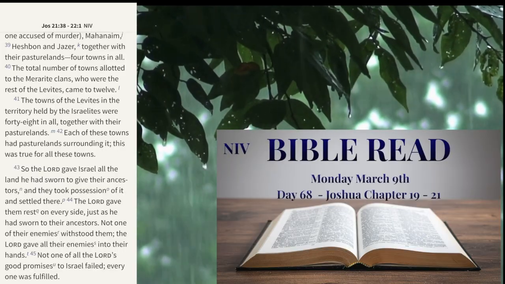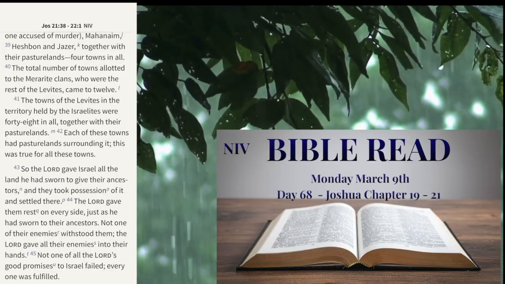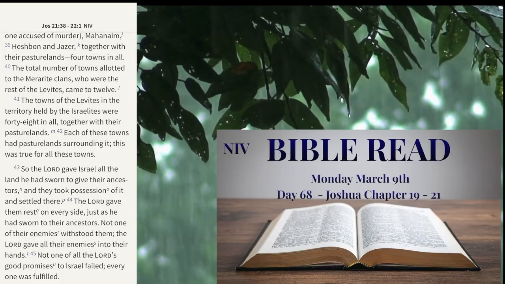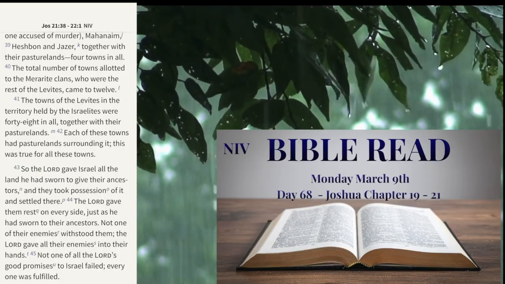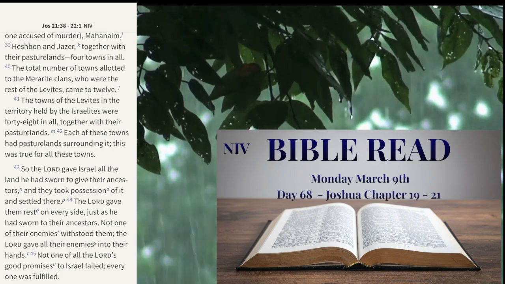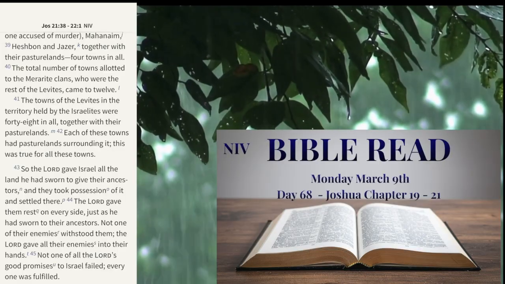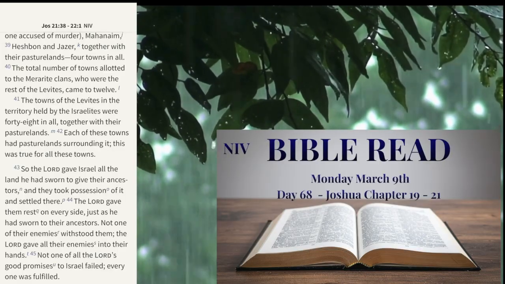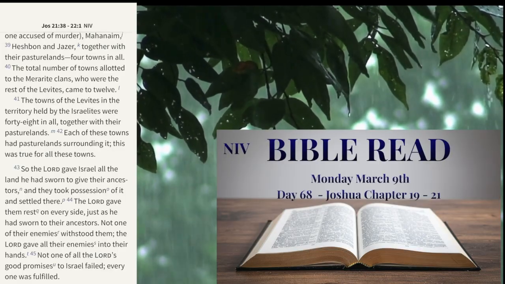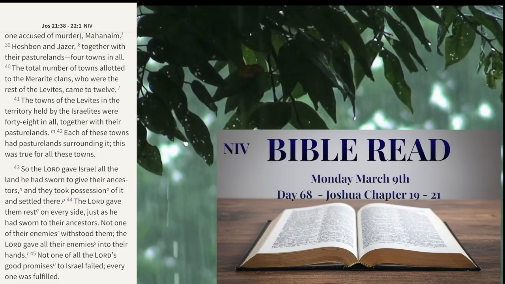So the Lord gave Israel all the land he had sworn to give their ancestors, and they took possession of it and settled there. The Lord gave them rest on every side, just as he had sworn to their ancestors. Not one of their enemies withstood them. The Lord gave all their enemies into their hands. Not one of all the Lord's good promises to Israel failed. Every one was fulfilled.